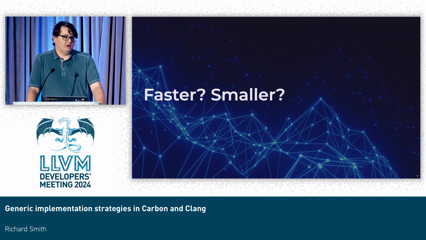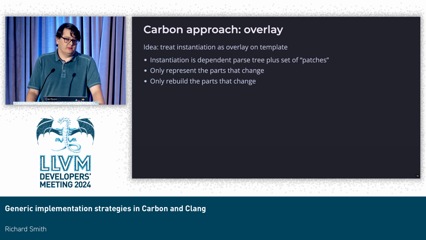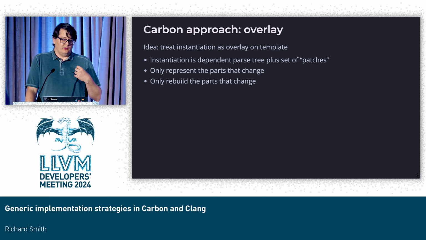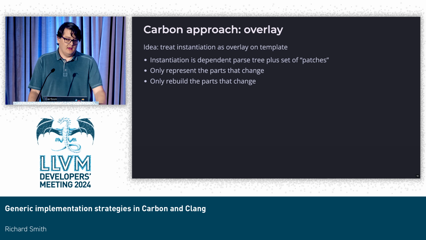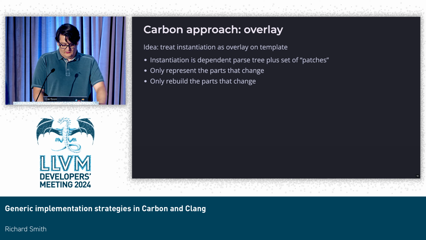So when thinking about this for Carbon, we were looking at whether we could make this representation faster and smaller. And what we came up with was an approach of using overlays for representing generics and specifics. The idea is that, as with Clang, we will parse the generic as well as we can to form a dependent representation, and then represent the specific as a set of patches over the generic. That means that in the specific we're only representing the things that change between instantiations, and we're only spending time rebuilding the things that change.